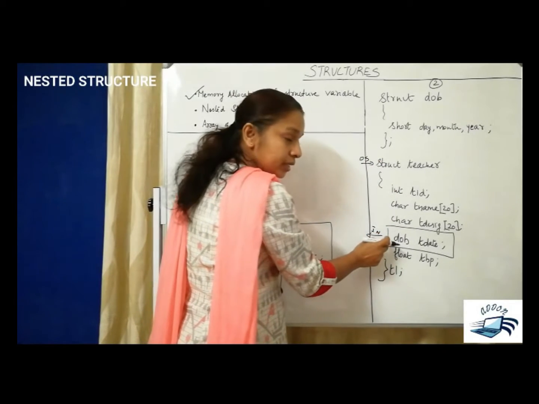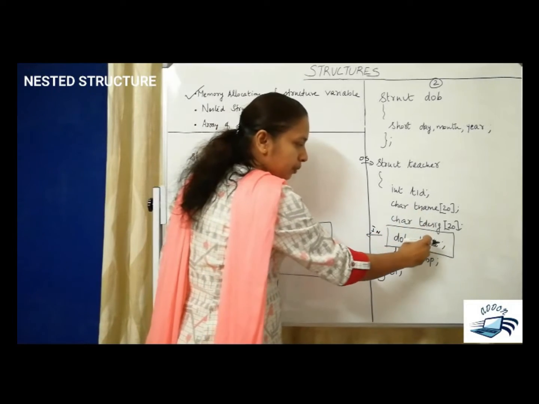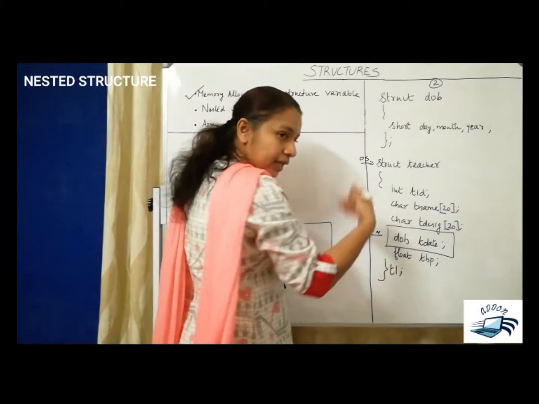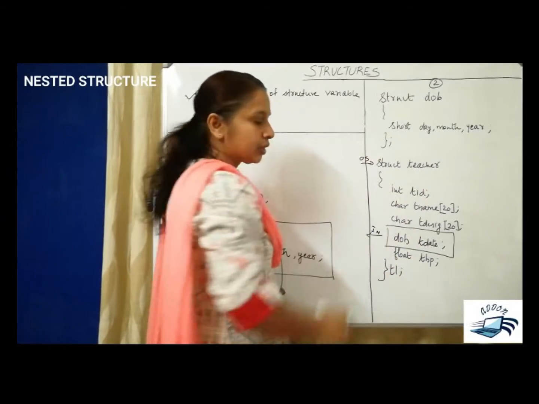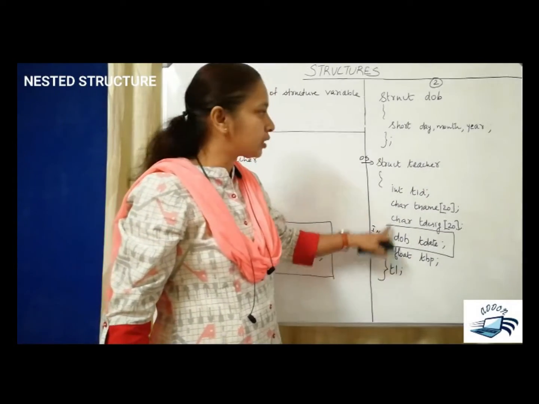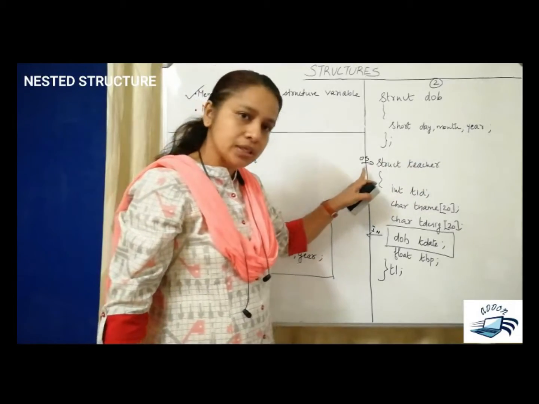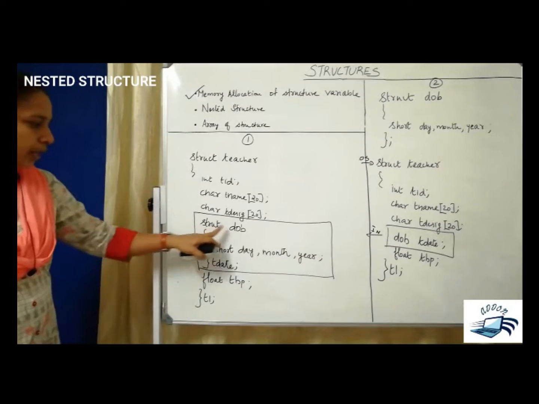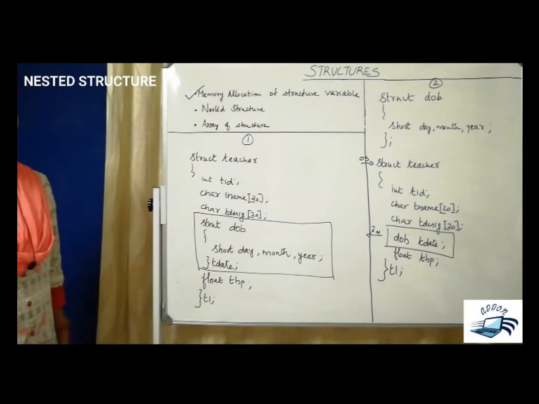Why is this called the inner structure? Because the variable DOB is declared inside teacher. So this is known as the inner structure and teacher is known as the outer structure. Similarly, here also teacher is the outer structure and DOB is the inner structure.